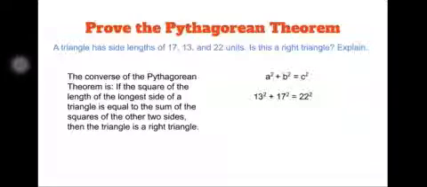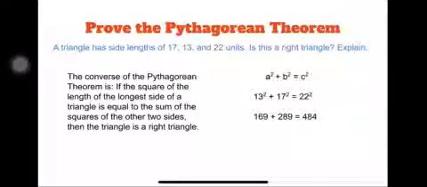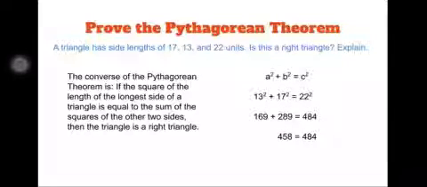Using a calculator, we find the squares of these numbers. 13 squared is 169. 17 squared is 289. And 22 squared is 484. So if we add 169 plus 289, it should equal 484 in order for this to be a right triangle. Well, 169 plus 289 is 458, which is not equal to 484.